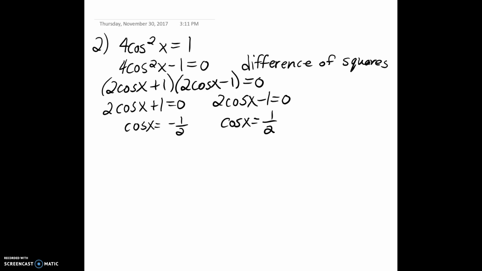Now, if we're looking for principal values, cosine has principal values in the first and the second quadrant. So we're actually getting both answers here because we have a positive and a negative. So in the first quadrant, cosine inverse of 1/2 is 60 degrees. Second quadrant, you would do 180 minus 60, so that would give you 120. So those would be your principal value answers.